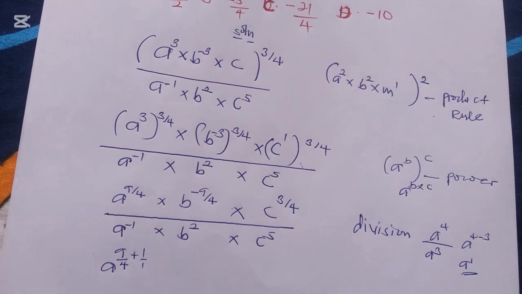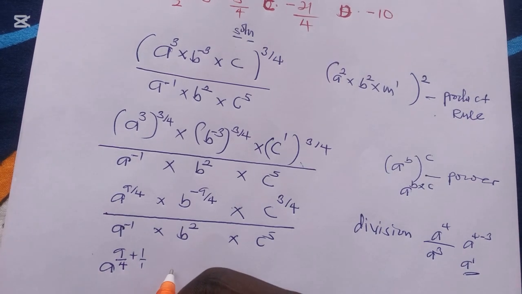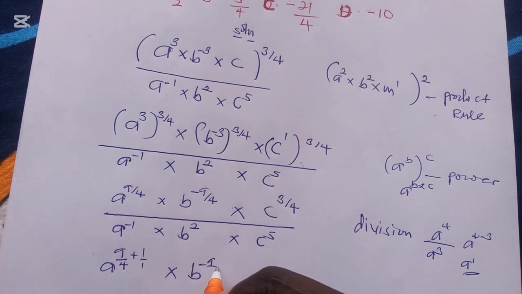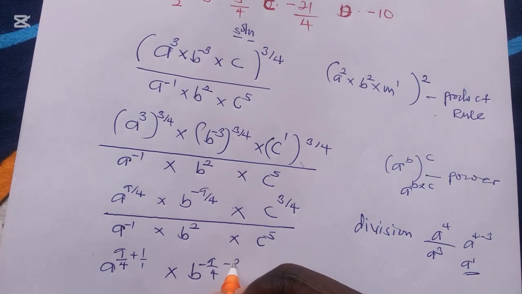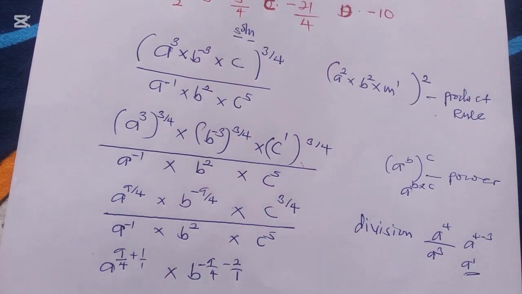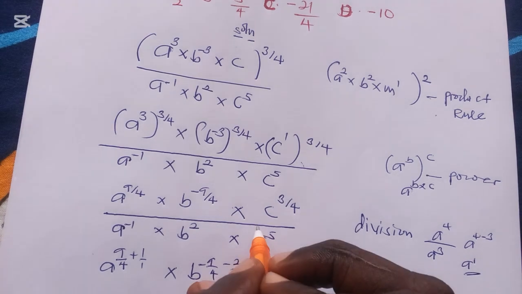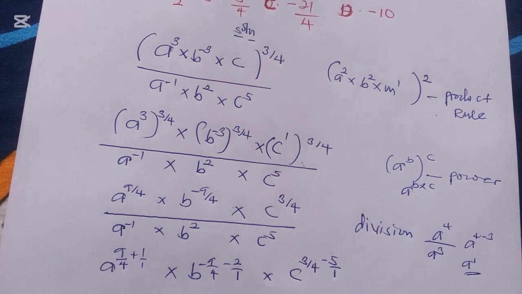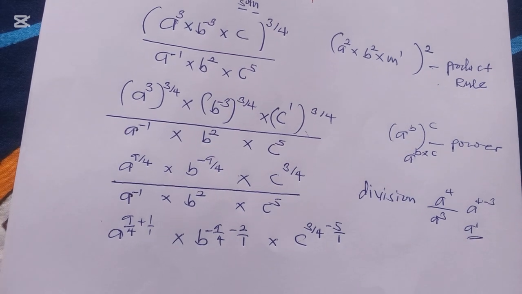Okay, the same thing applies, multiplying by b, we have minus 9 divided by 4 minus 2 upon 1. Okay, multiplying by the same thing applies to this. We have c raised to the power 3 upon 4 minus 5 upon 1. Okay, then we just need to do the necessary.